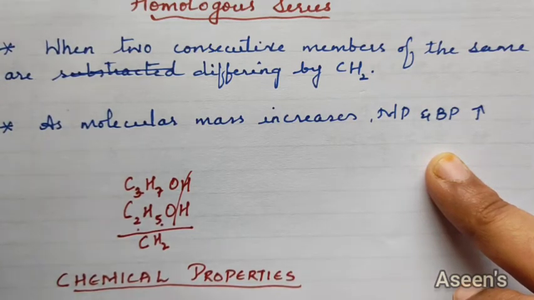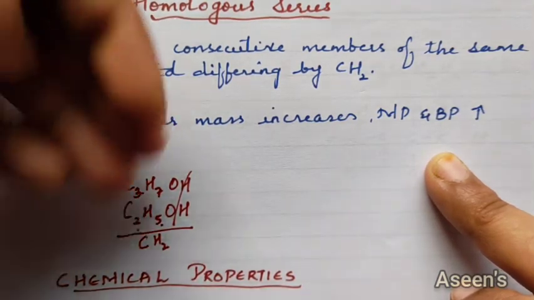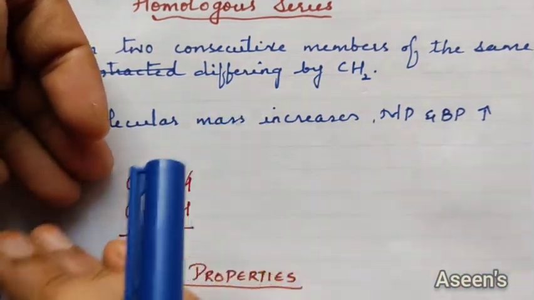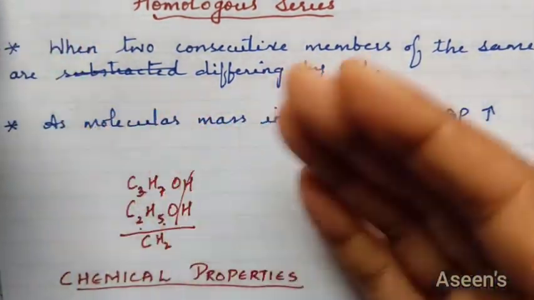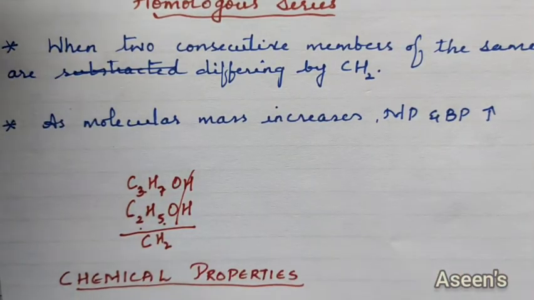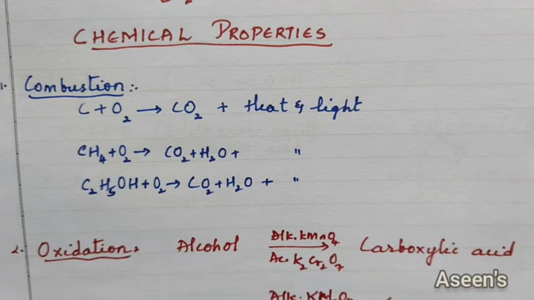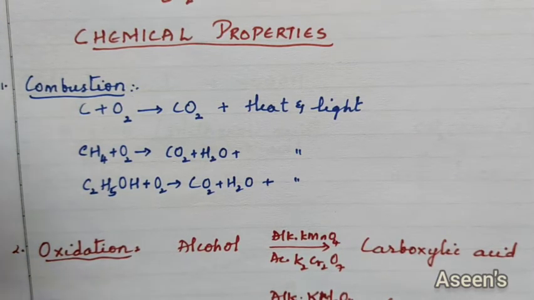Okay, we did not go into detail with it. So just the basic ones: their solubility and all the physical properties, as the molecular mass goes on increasing, they are going to show a little difference in their physical properties as well. Okay, so that's about your homologous series. Next, we are going to talk about chemical properties. We have got 4 over here. Okay, one by one we are going to see.